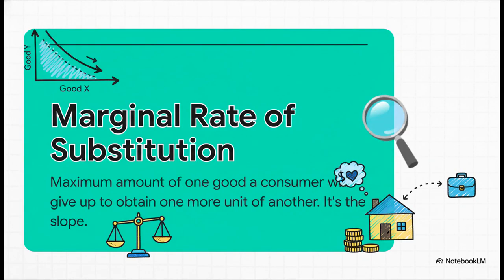Now, the slope of that curve at any given point tells us something super important. It reveals your personal trade-off rate. It's called the marginal rate of substitution, or MRS for short. What it really does is answer this question: how many slices of pizza are you willing to give up to get just one more movie ticket? And what's crucial here is that this has nothing to do with price yet. This is purely about your personal taste.